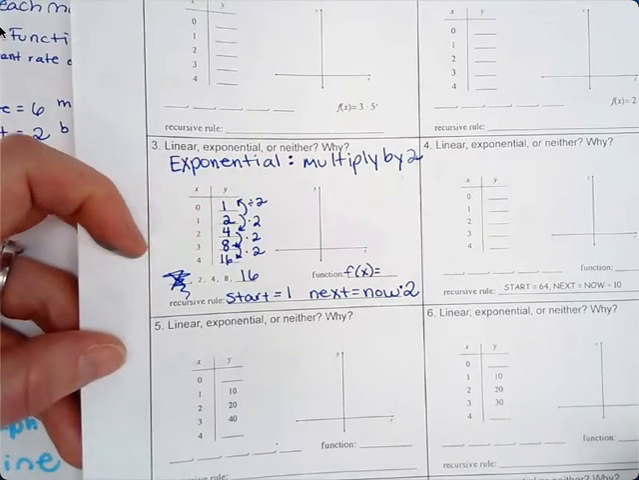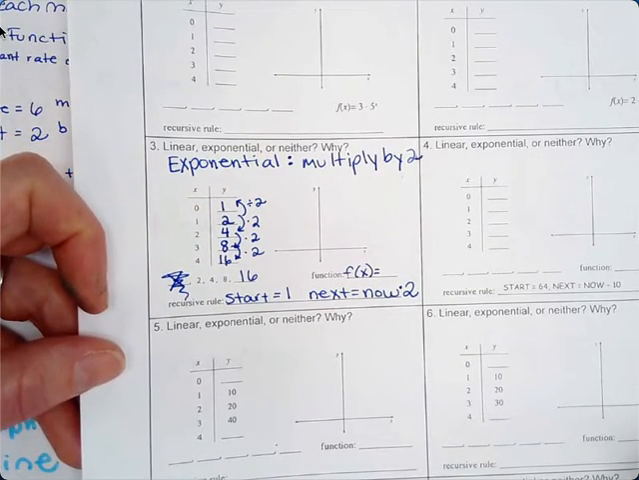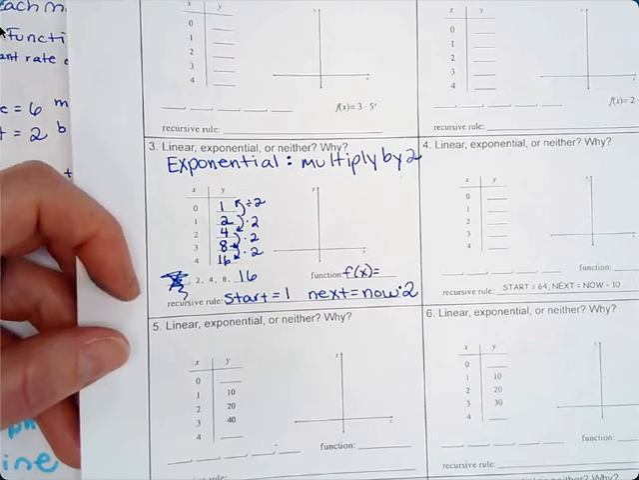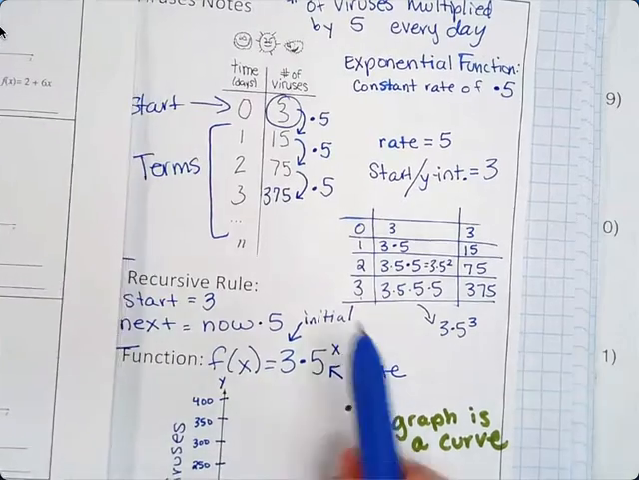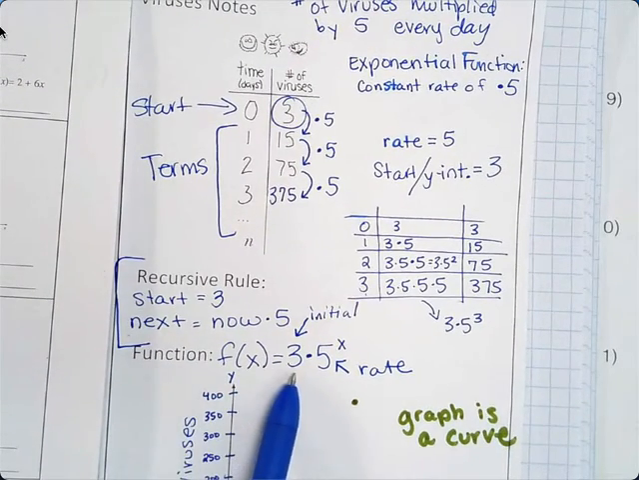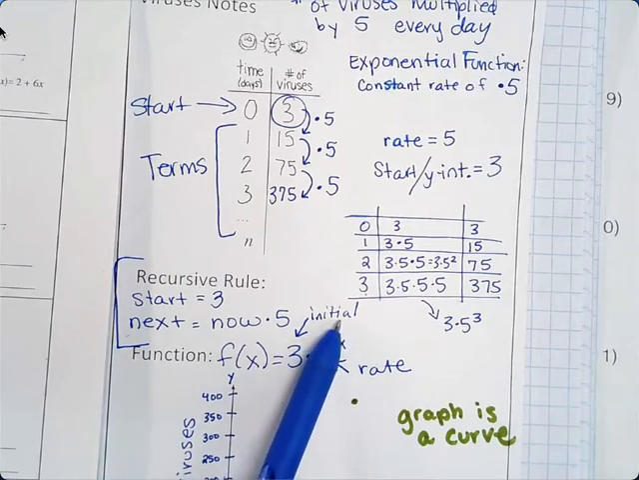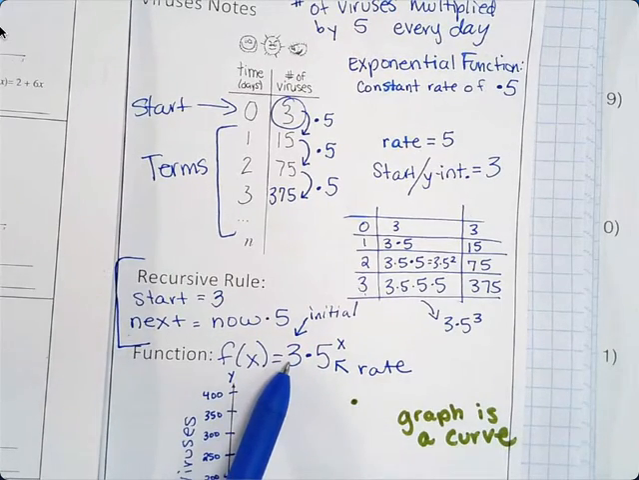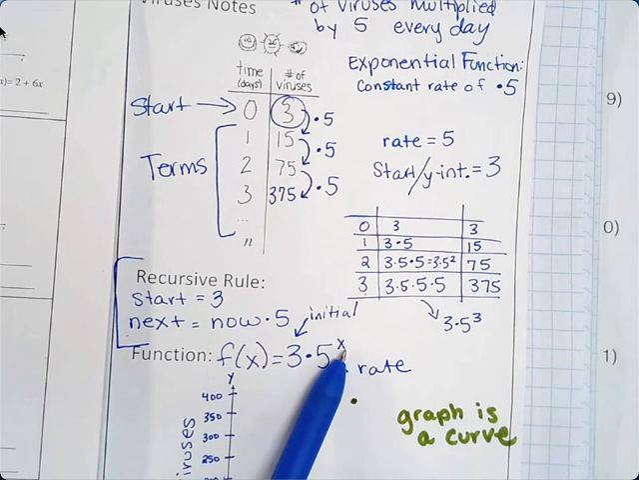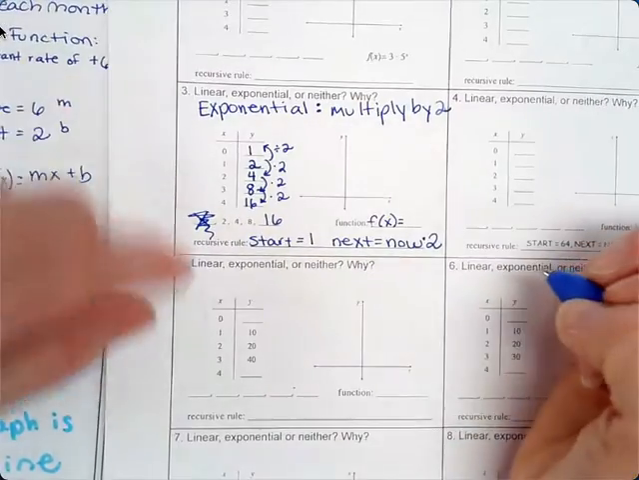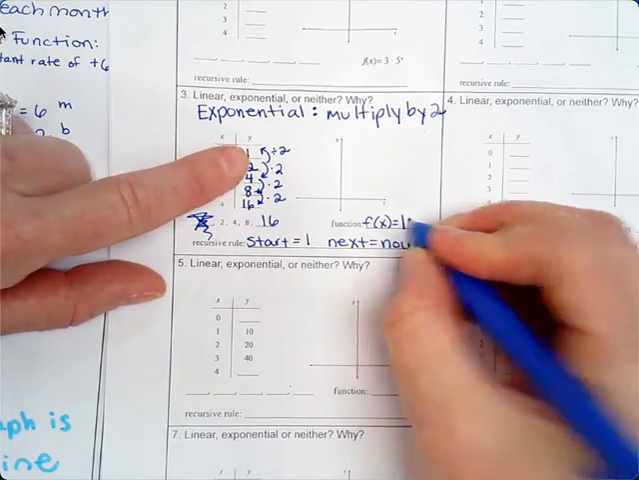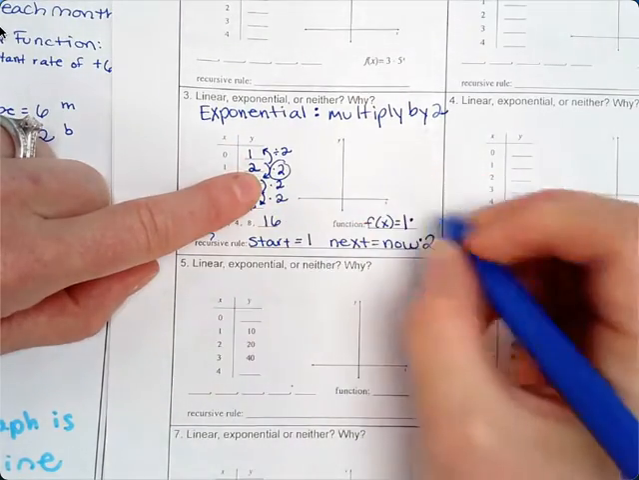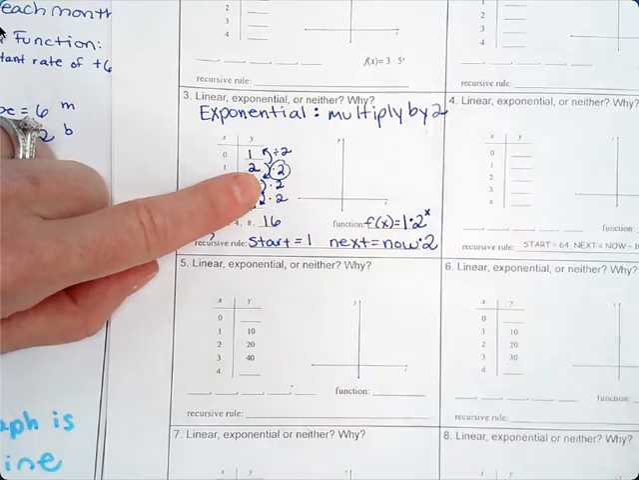Let's look at how we write the function rule. Look back at the viruses notes. So it's over here. Our function rule is written like this: f of x equals 3 times 5 to the x. So that's why I wrote down initial or our start amount times our rate to the x exponent. So let's see. f of x equals, we write our start amount, which is 1, times our rate. Our rate is times 2 to the x power.